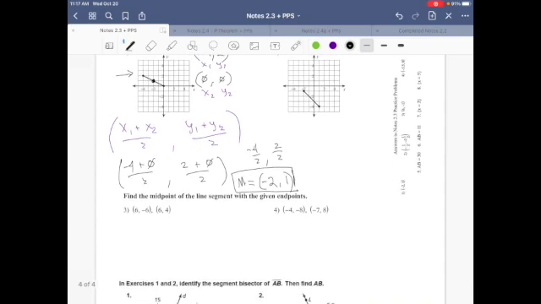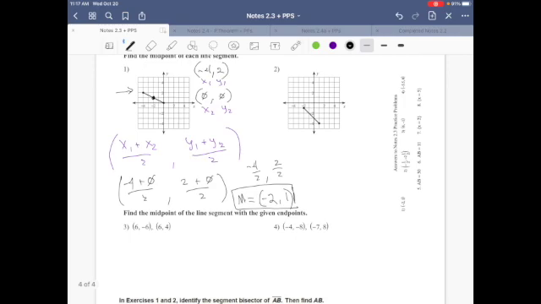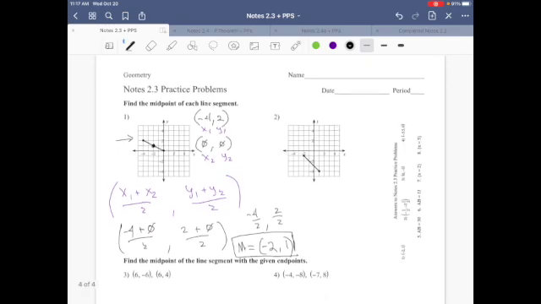So finish the rest of these problems. You only got 2, 3, and 4 to do, and that is the end of 2.3.